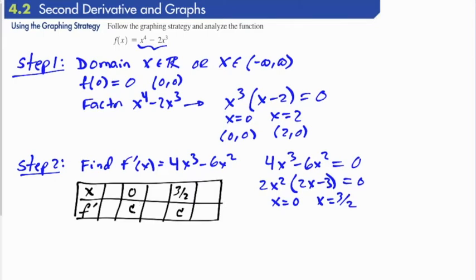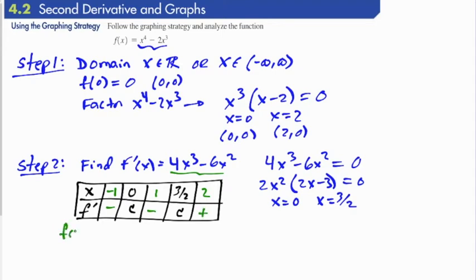These are our critical numbers, so we want to pick values on both sides of our critical numbers. And we want to plug them into the first derivative and determine if we get positive or negative outcomes. So when we plug -1 in for x, we get -4 minus 6, so that's a negative result. When we plug +1 in, we get 4 minus 6, that's a negative result. And when we plug 2 in, we get 32 minus 24, that's a positive result.